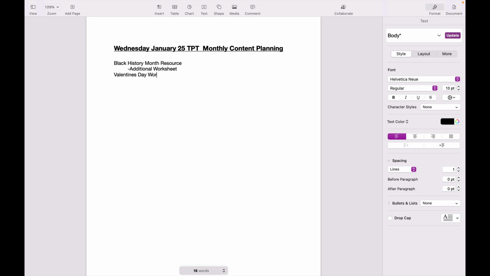Probably worksheets is what I'm going to do. And then this can be filler material. So that can be worksheets, games, and coloring pages. So that's what I'm doing for Valentine's Day.